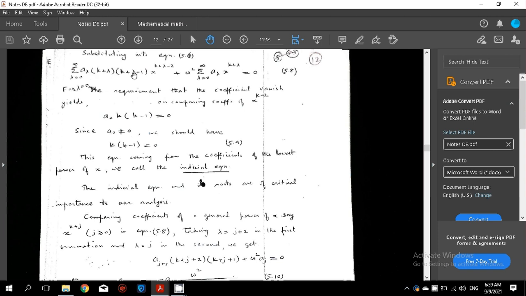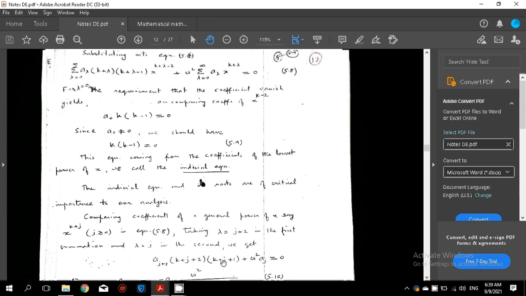So if we look at this term and you want to get x to the power k plus j, you will have to write lambda is equal to j plus 2. So the relevant coefficient is then a j plus 2 into k plus j plus 2 into k plus j plus 1, as you can see from here by putting lambda is equal to j plus 2. Okay, and the coefficient of the power x to the power k plus j from the second term will be obtained by putting lambda is equal to j, so we get this term.